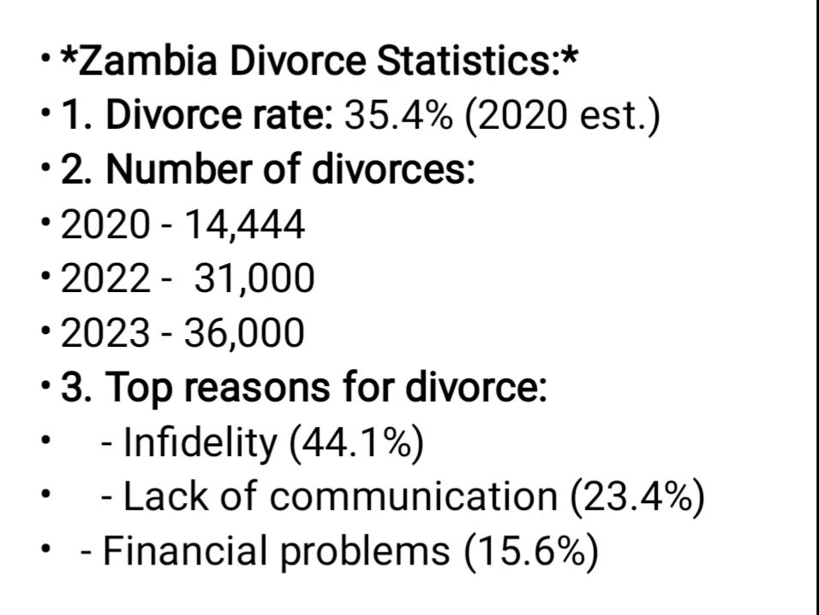It is 44%, meaning that out of 10 people, 4 or 5 divorced because their wife was found with another man, or their husband was found with another man. Lack of communication, 23%. So you can see that even if we emphasize communication, it is just 23%, which is also a big number. Out of 10 people, at least 2 or 3 divorce because they are not communicating well. Then financial problem, only 15% of people divorce because of finances.